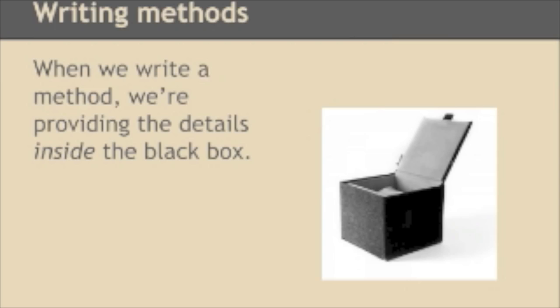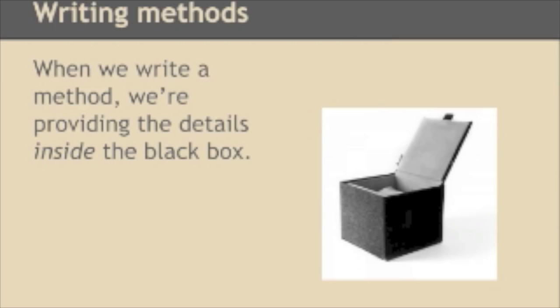Conceptually, we talked about the idea of a black box and how a method was a black box, and we didn't care about the details inside. Well, when we're writing a method, now we do care about the details inside. We're providing the details that are inside of that black box. That's the whole point. So as a programmer, you have to work on both sides of that divide. Sometimes you use methods and you don't really care how they work, but sometimes you write methods, in which case you do care because you have to say how they work.